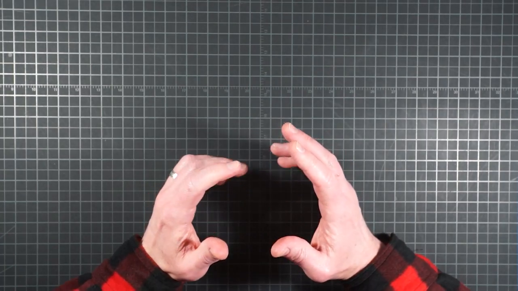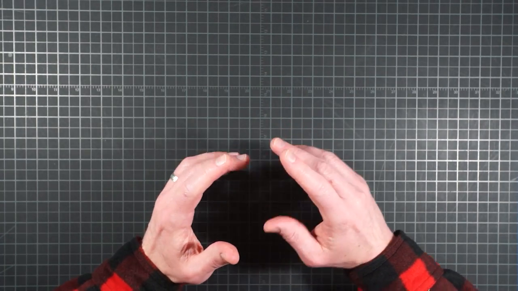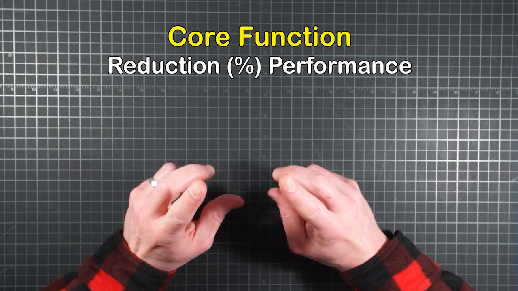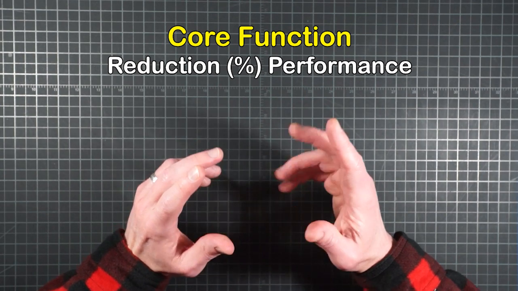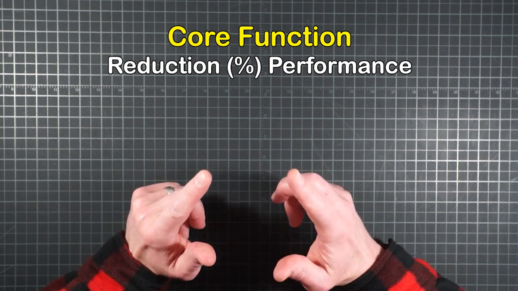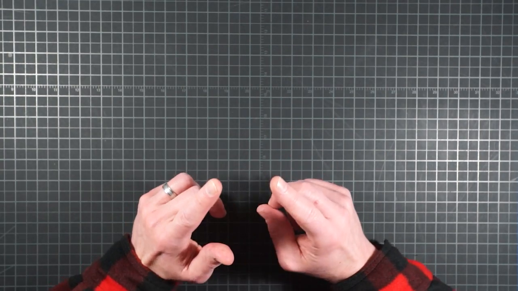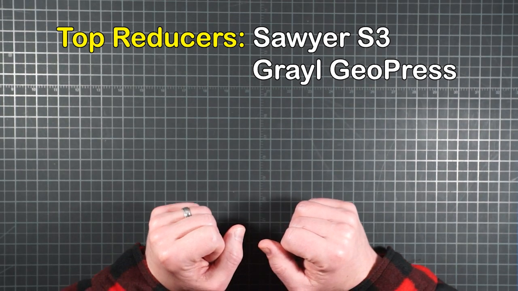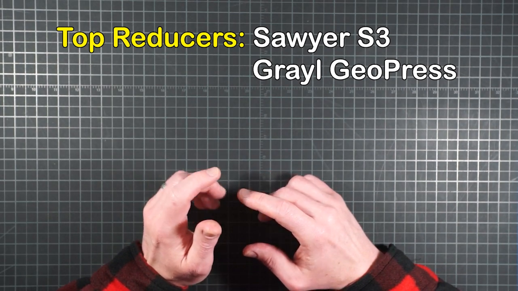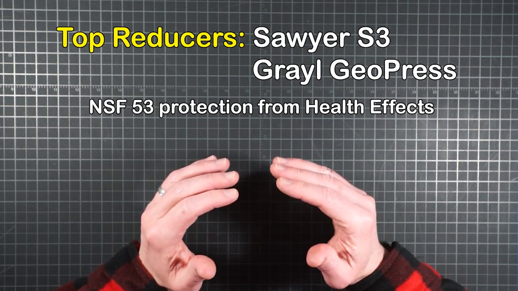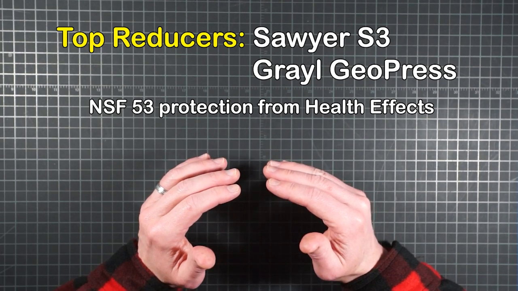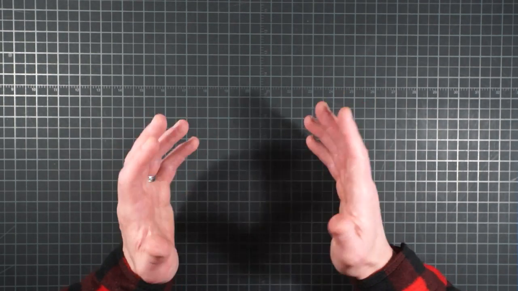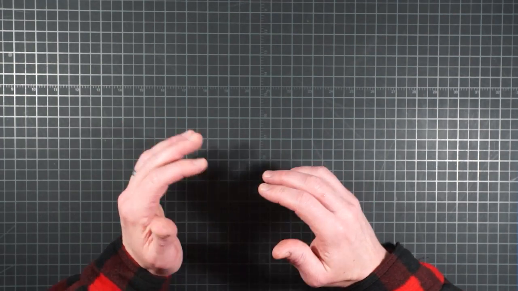So letting go of the failure mode and service life issues, let's return to the concept of core function, which asserts that the primary trait of a water filter is not usability, but its contaminant reduction performance. And on that specific basis, the two top performers are the Sawyer S3 and the Grayl GeoPress. In addition to their virus protection, they were the only two I found that substantiated NSF 53 standards for health effects in their chemical removal. All the others seem more suited only for taste and odor reduction under NSF 42.